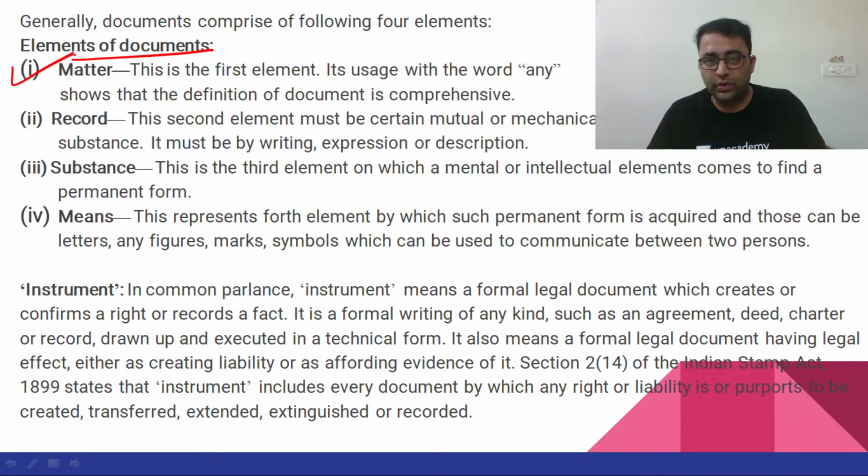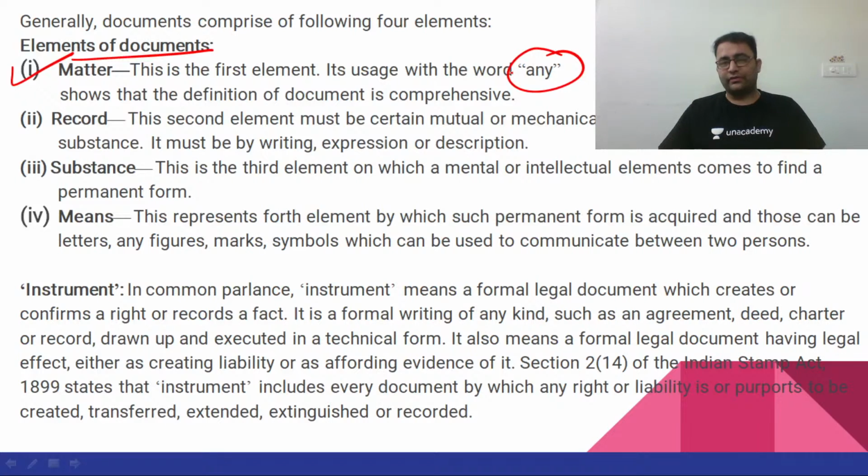Its usage with the word any shows that the definition of document is comprehensive. Okay, so the word any means it is inclusive. It is not an exhaustive list, but it is including. So any document or any piece of paper which has these elements can be considered a document. So the first important element of a document is matter.